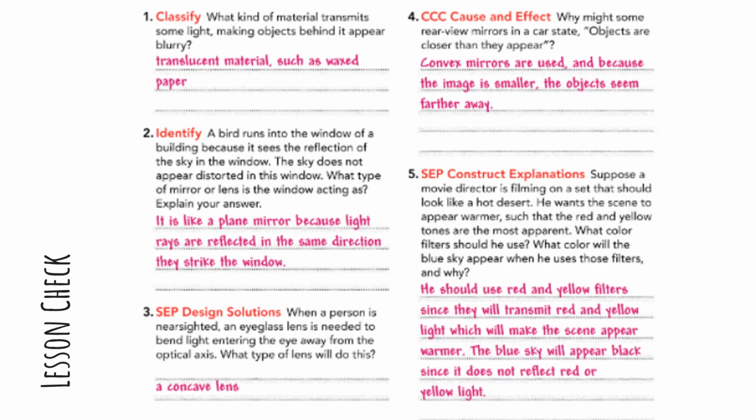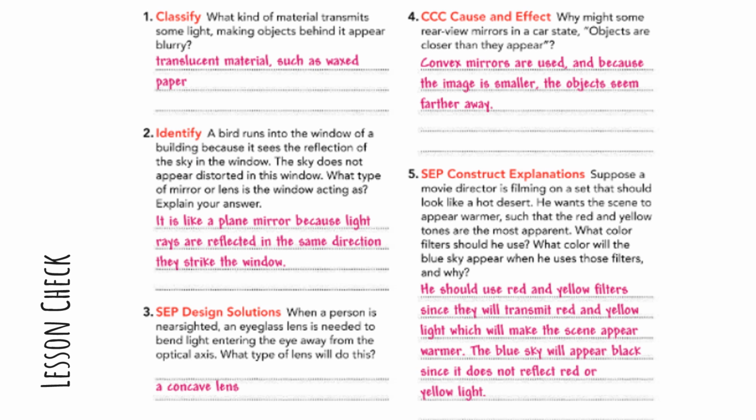Suppose a movie director is filming on a set that should look like a hot desert. He wants the scene to appear warmer, such that the red and yellow tones are the most apparent. What color filter should he use? What color will the blue sky appear when he uses those filters, and why?